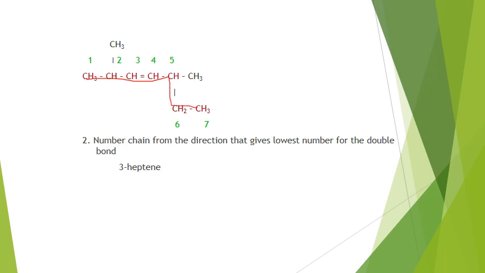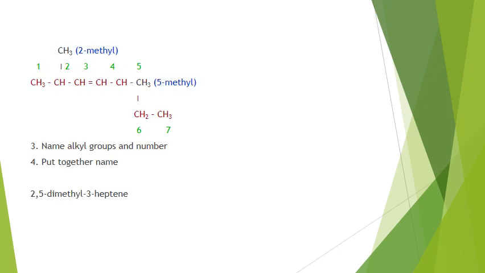Okay, so again, it's 1, 2, 3, 4, 5, 6, 7. We decided numbering going this way, and it has a methyl coming off here. And so what you end up having is 2-methyl, 5-methyl. So you put them both together, so it's 2,5-dimethyl. And then here's your parent chain, 3-heptene.